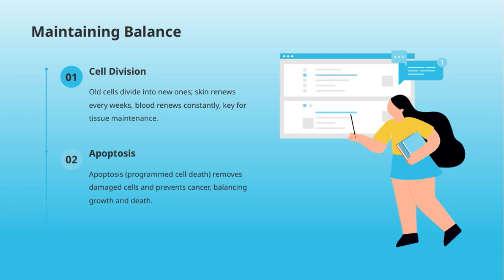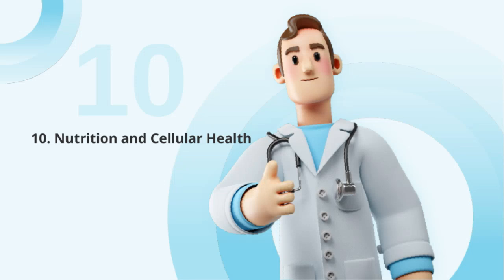Let's talk about nutrition and cellular health. Our cells are the fundamental building blocks of our body, and what we feed them directly impacts their function and vitality. Proper nutrition provides the essential nutrients that support cellular repair, energy production, and overall health. When our cells are well nourished, they can perform their roles more efficiently, which translates into better health and resilience. Conversely, poor nutrition can lead to cellular damage, inflammation, and even contribute to chronic diseases.